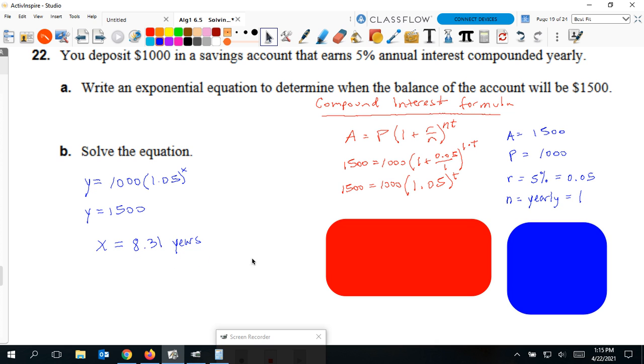So it's about 8.31 years. That's how long it will take for the balance to become 1500. If you start at 1000 to become 1500, it's going to take about 8.31 years according to this information. All right, so that concludes our lesson on 6.5.